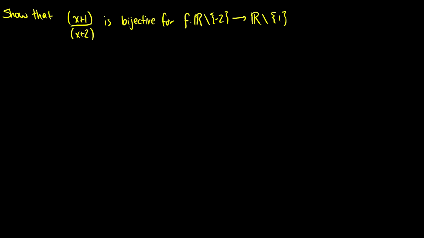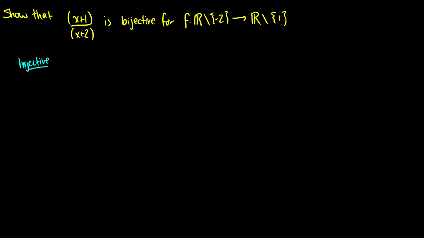So this one, we want to show that (x plus 1) over (x plus 2) is bijective for f from the reals minus negative 2 to the reals minus 1. So this will work. We won't run into any domain or range restrictions here. So first step, we want to show that it's injective.